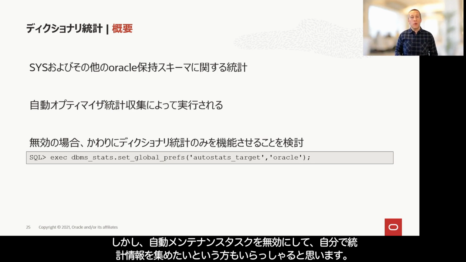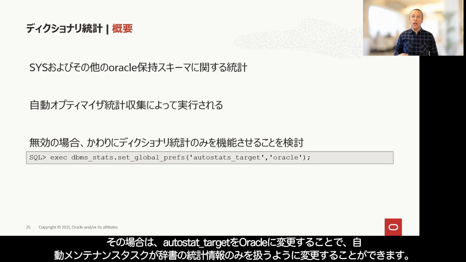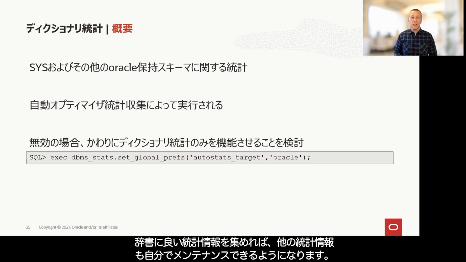However, I know that some of you prefer to disable the automatic maintenance task and gather statistics on your own. If you do that, you can change the automatic maintenance task to only work on the dictionary stats by changing the AUTOSTATS_TARGET to ORACLE. Then you can still have the maintenance task gather good statistics in your dictionary, and you can maintain other statistics yourself.